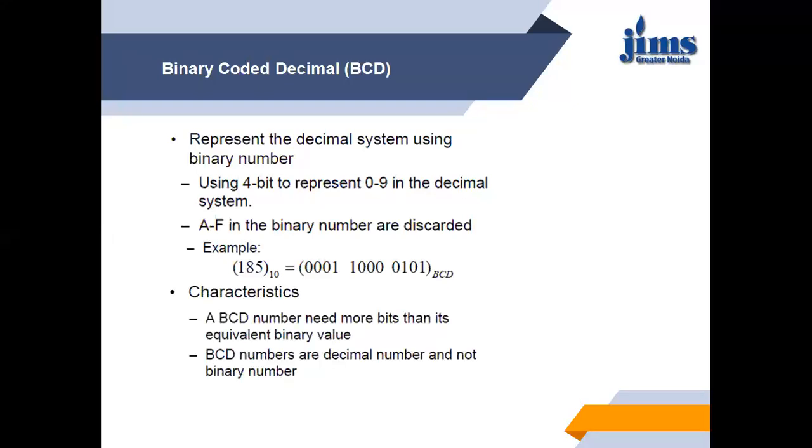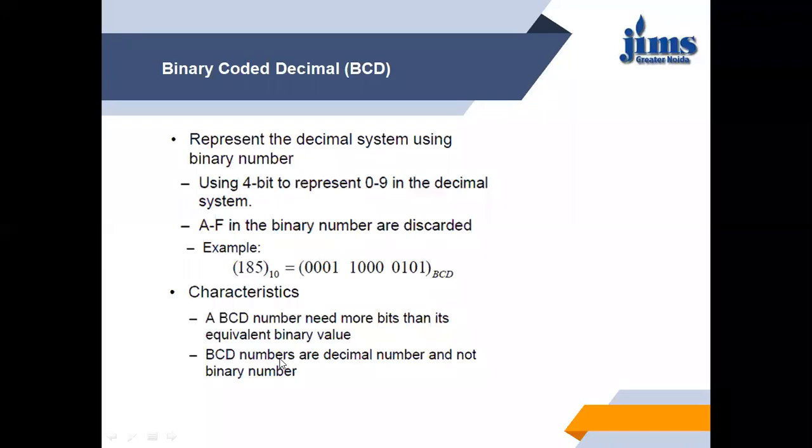Now the characteristics of the BCD code: a BCD number needs more bits than its equivalent binary value. If we directly convert this 185 into a binary number, we have to divide each time by 2 and put its coefficients in A0, A1, A2, A3 like this. To represent 185 in BCD, it requires how much? 4 plus 4 plus 4, 12 bits. And the binary form may need only 8 bits. So this is the drawback of the BCD code, that it requires a larger number of bits.